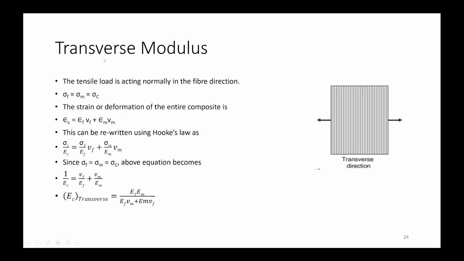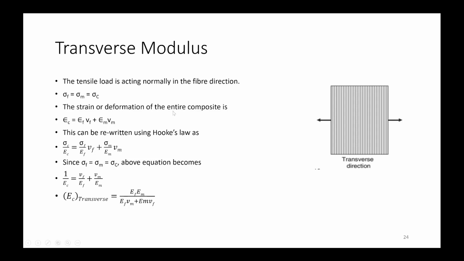In the case of transverse modulus, the fiber direction will be in this direction, and at 90 degrees we will be applying load. The tensile load is acting normal to the fiber direction. Now, sigma F will be equal to sigma M equal to sigma C.